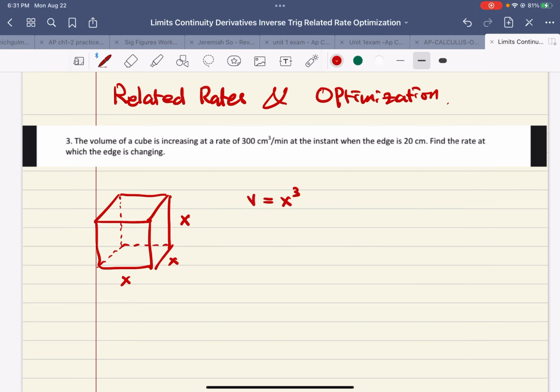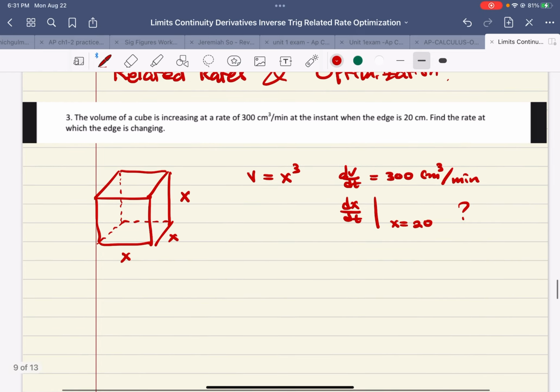Now what they gave you is dV/dt is 300 cubic centimeters per minute. That's what they gave you. And then what is dx/dt when x is 20? That's the question. So you just write down what's given.